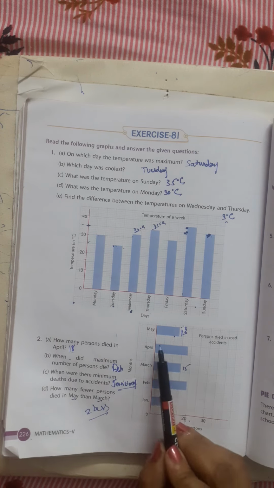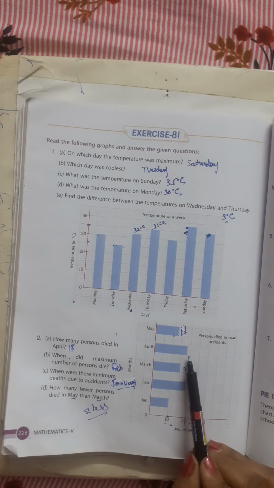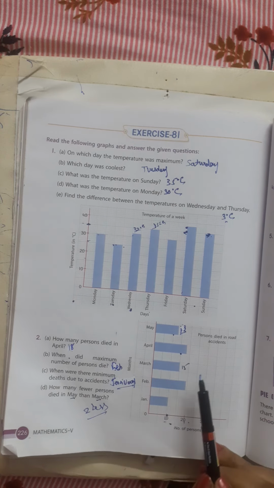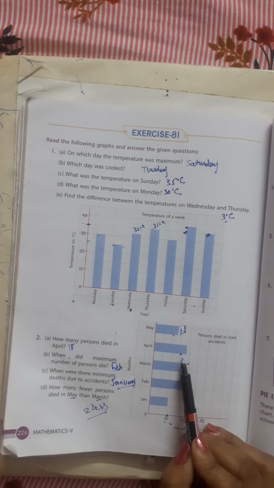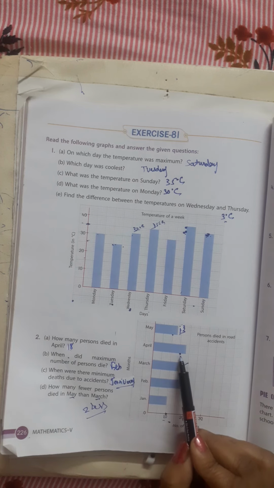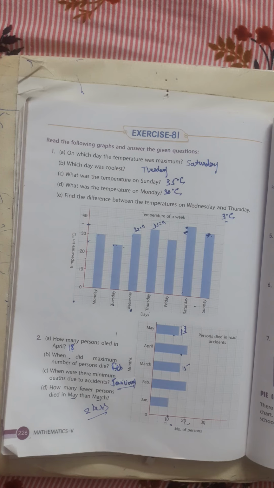Now the first question: how many persons died in April? You can see the bar of April going till 15, exactly in between 10 and 20, which is equal to 15. Then we will count small squares. One small square is equal to 1 person: 15, 16, 17, 18. So 18 persons died in the month of April due to road accidents.